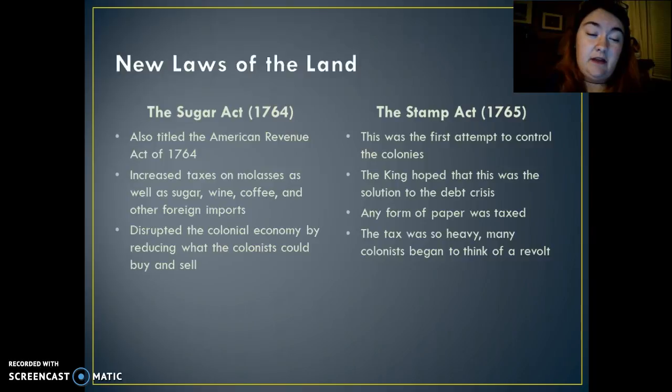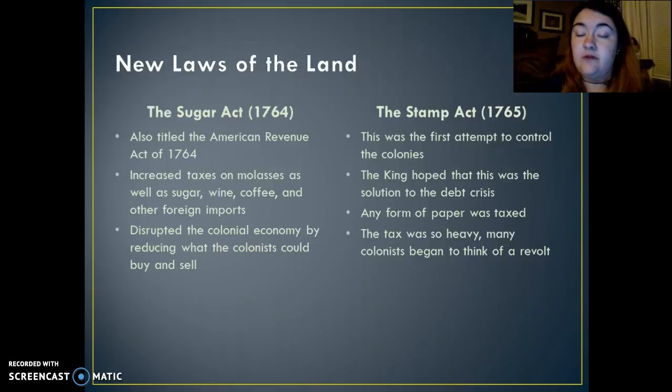But this disrupted the colonial economy by reducing what the colonists were able to buy and sell because the taxing was so high. And then the Stamp Act of 1765 was actually the first attempt to control the colonies, and the king hoped that it would also solve his debt crisis, as he doubled his debt because of the French and Indian War, which started out as about $72 million, and it escalated after the war to about $140 million.